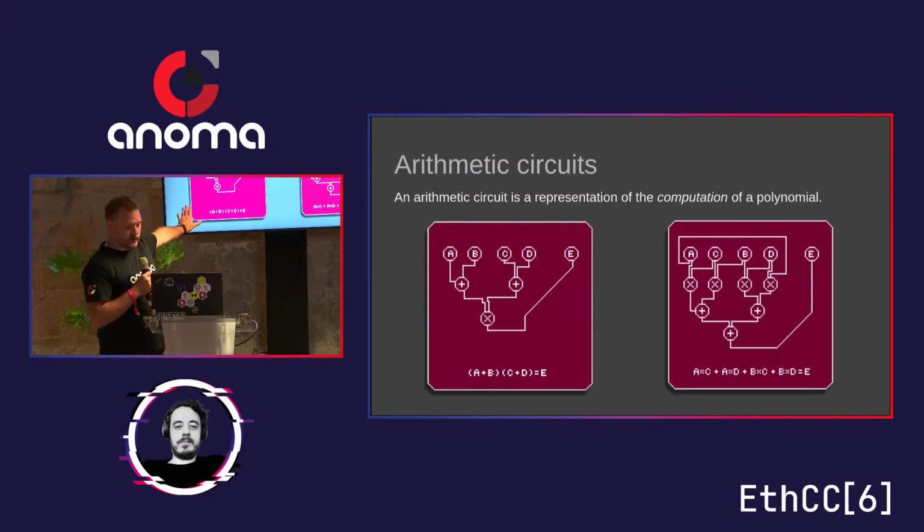This one on the left is simpler because it's been factored out, right? But they're actually the same. So these are two different arithmetic circuits, but they represent the same polynomial. So arithmetic circuits represent a computation of a polynomial, not a polynomial itself.